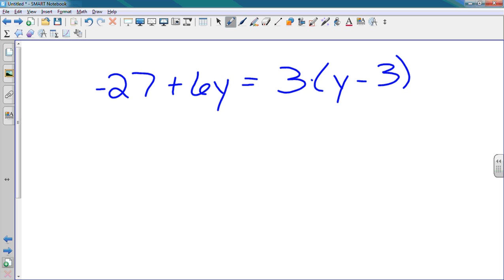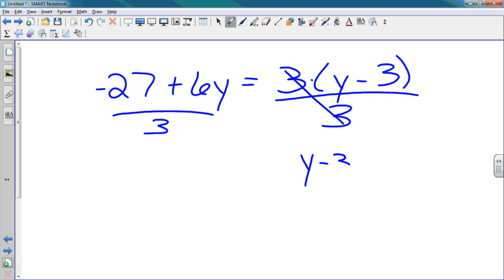Well, for me, I say, this is multiplication, right? I don't want to distribute. I'm going to divide both sides by 3, because whatever I do to one side, I can do to the other. You might say, well, why would you do that? Well, here's why. What's 3 divided by 3? I'm just going to cancel these out, right? I'm left with y minus 3. I just got rid of that 3 without distributing.